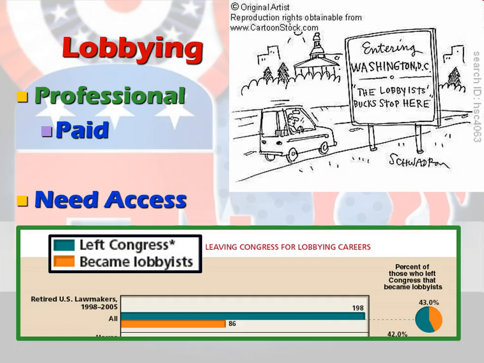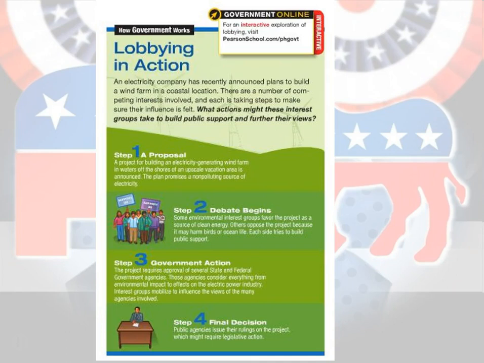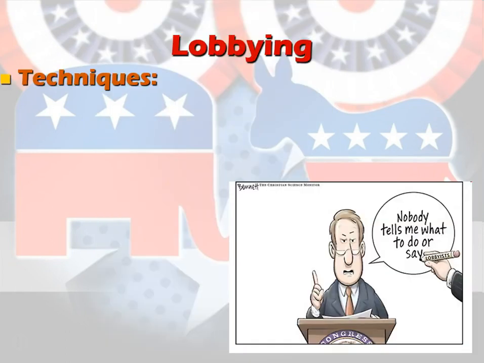And of course, many of these people leave Congress, they become lobbyists, and they make a whole lot more money being a lobbyist than they'll ever make as a member of Congress. So if we want to talk about how it works, your book lays this out step by step. First you have a proposal, then you debate, then you get the government to act on it, and then finally there will be a public decision.